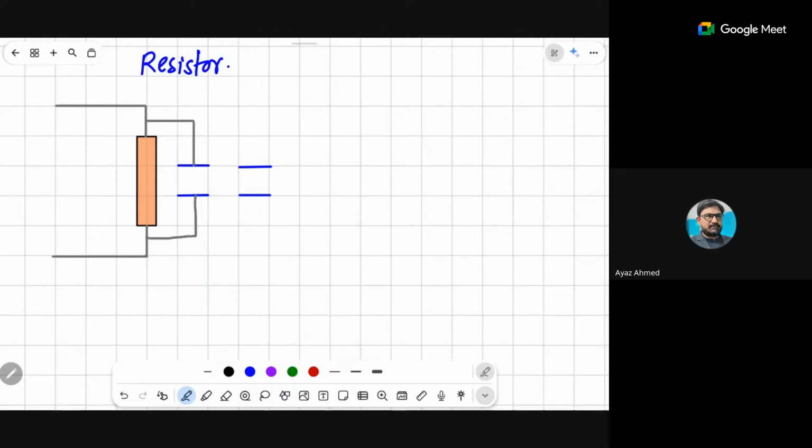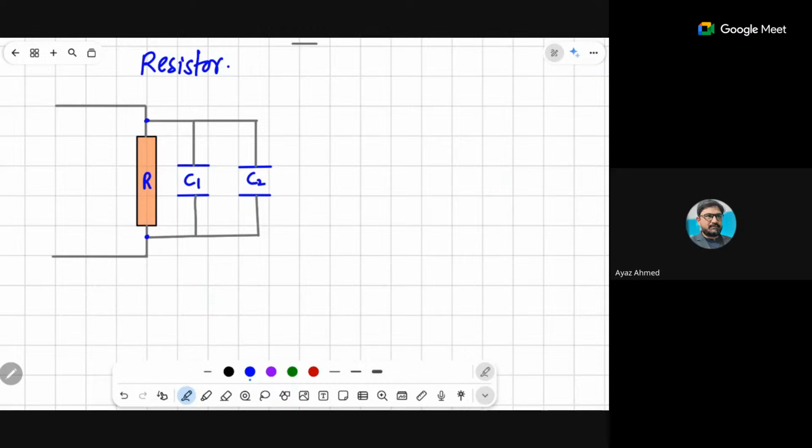This is one capacitor. If the output is not smooth, what will I do? I will connect another one, and so on. Until I get the ideal output, the capacitors will be connected accordingly. This is your capacitor C1, this is your capacitor C2. So I have connected all these capacitors parallel to the load resistor.